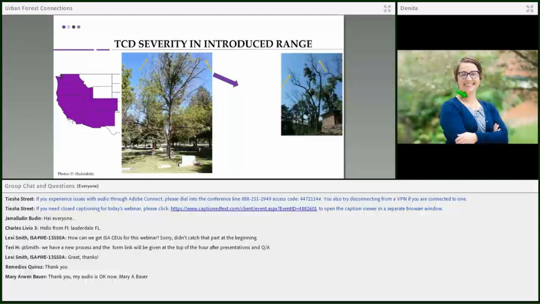And this is in Utah. This is on a Colorado State University campus. You can see the arrows pointing here, upper canopy die-off.